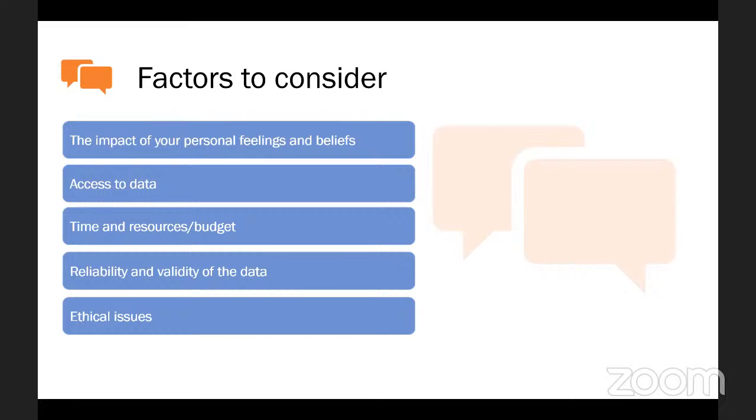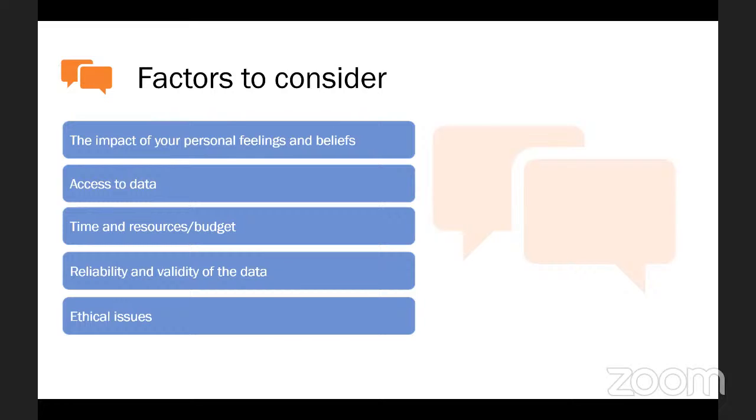Right? If you want to buy a car or go to the hospital, you are free to include your personal feelings or beliefs. If somebody asks what your experience is, you can give your personal feelings or experience. But in research, your personal feelings and beliefs should not have an impact. So they should not be included.